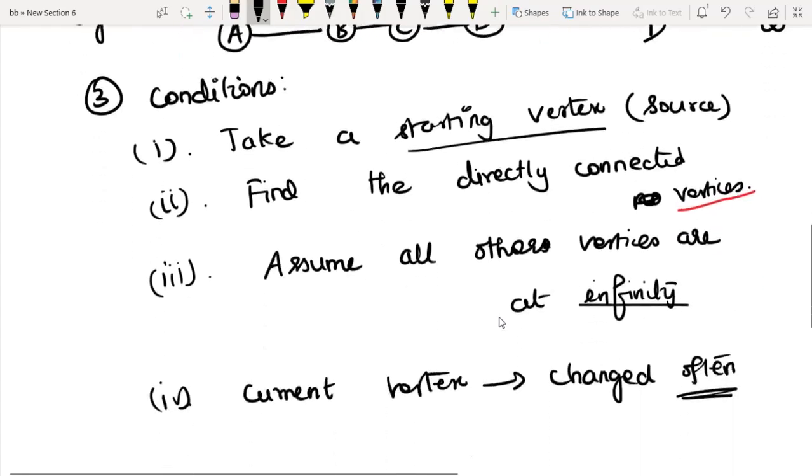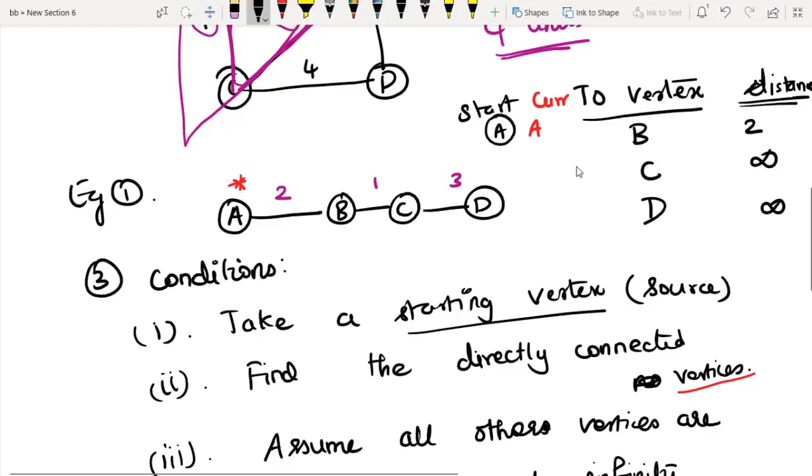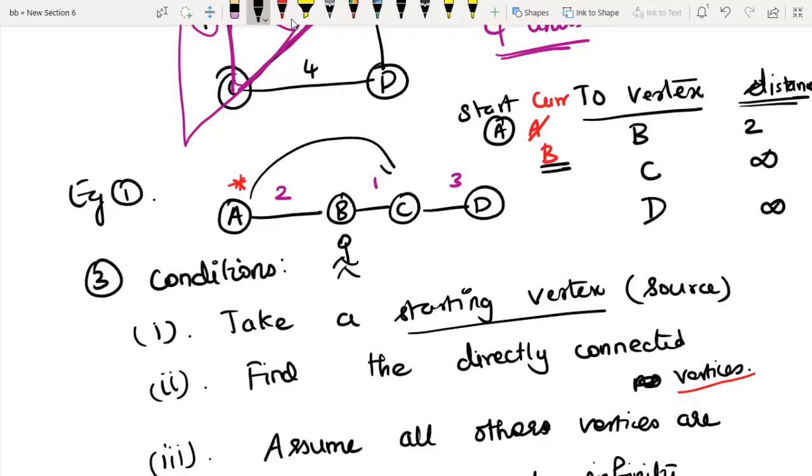Now the current vertex is A and that is perfectly done. We have written the distances. Now move to the next vertex. Now I am moving to B. Now B is my current vertex. Understand, the starting vertex is A only, and B is my current vertex. I am at B now, and I'll be calculating the distance from A to C and A to D. That's it. But the current vertex should keep on changing.